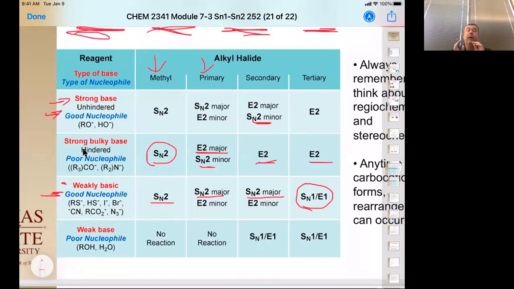Okay. Now, weak bases, poor nucleophiles, don't react with methyls, don't react with primaries, and give a mixture of carbocation-based products in secondary and tertiaries. Remember, we can't form a carbocation here, we can't form a carbocation here, and this is not nucleophilic enough to even try to do an attack. So we have to think about the size of the base, the nucleophilicity, and then whether we have a methyl, primary, secondary, or tertiary. So, questions on that?